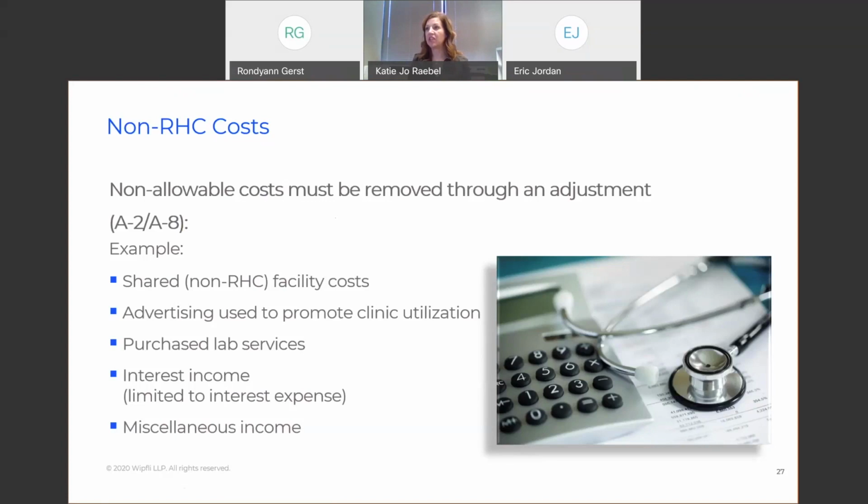Interest income: we have to offset that or remove interest expense up to the amount of interest income. Let's say we have other miscellaneous income amounts, such as medical records income. We will reduce our office supplies or expenses by our medical records income. So you'll see some adjustments on worksheet A8 that are related to non-allowable costs. And same thing, if some of these items you can separate on your profit and loss statement or trial balance, that's really helpful for your cost report preparer.